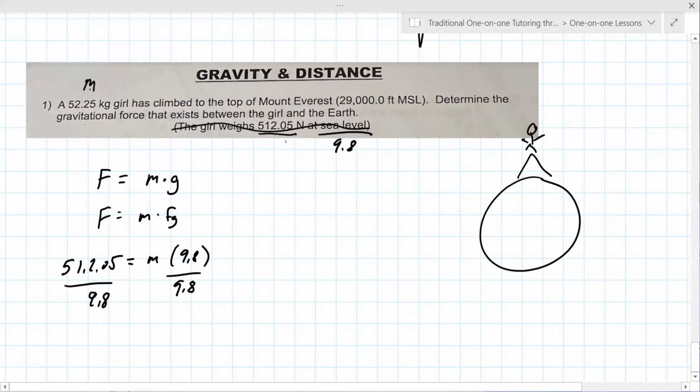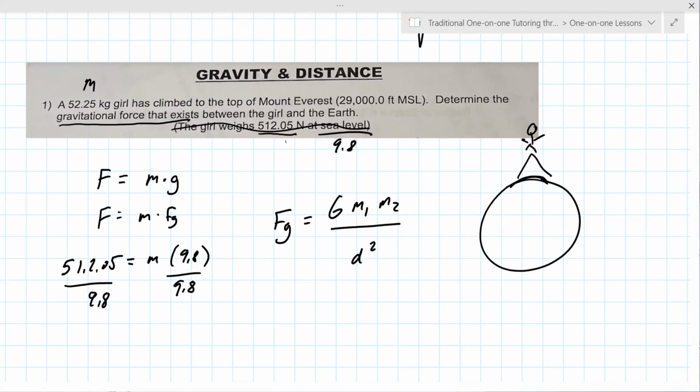Okay. So we want to determine the gravitational force that exists. That's the Fg. The Fg is equal to G m1 m2 over distance squared. Now you may be thinking, well, Matthew, didn't we say this is Fg? It is, but it's at the surface. It's not at the top of Mount Everest. Fg changes depending on where you are.